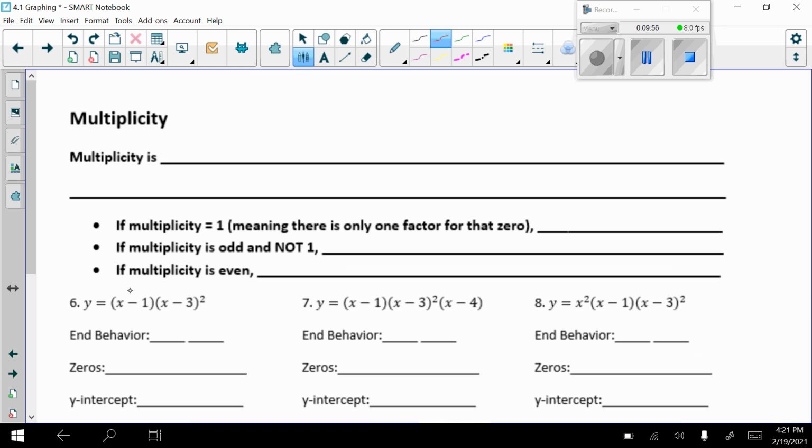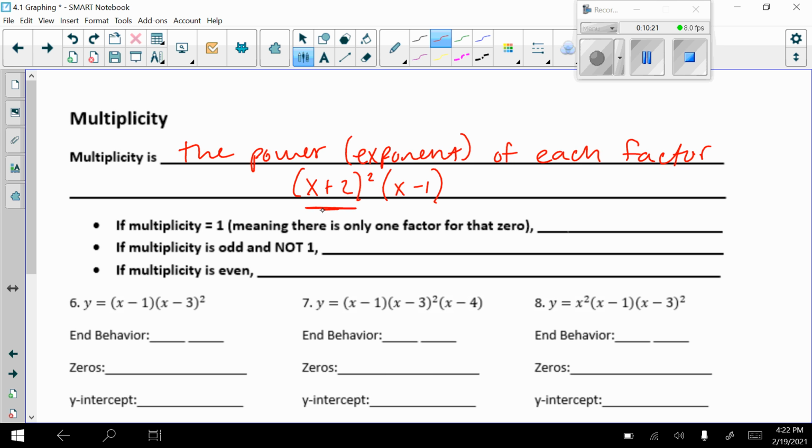Okay? So here's what multiplicity is. Multiplicity is the power or the exponent that you see of each factor in a polynomial. So let me give you an example. Let's say I have a polynomial that looks like this, x plus 2 squared times x minus 1. Well, this first term is getting raised to the second power. So this factor right here has a multiplicity of 2. That's how we would say it. This factor, x plus 2, has a multiplicity of 2.